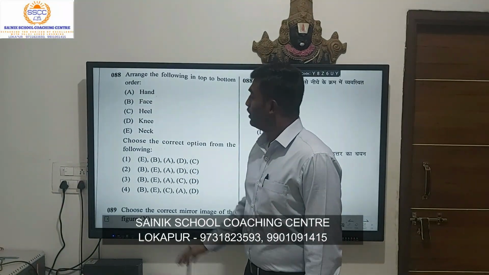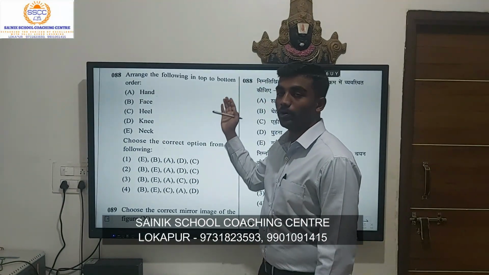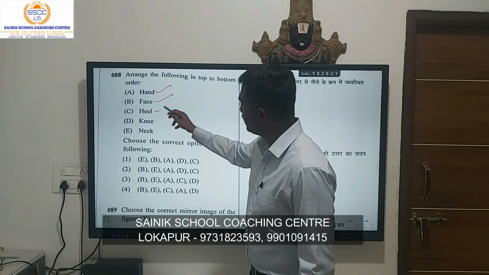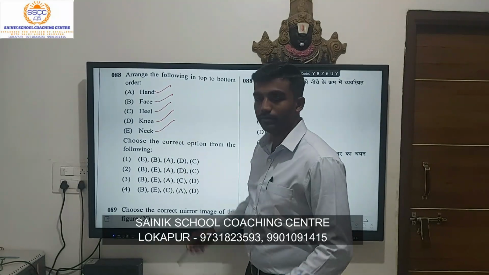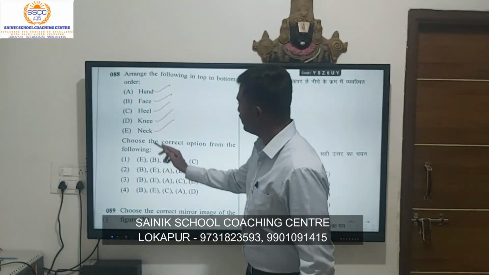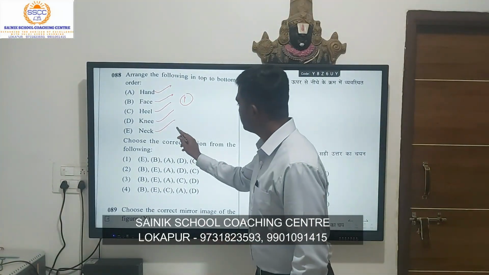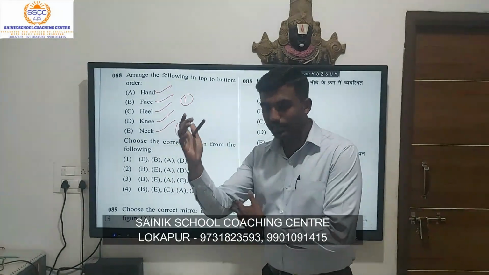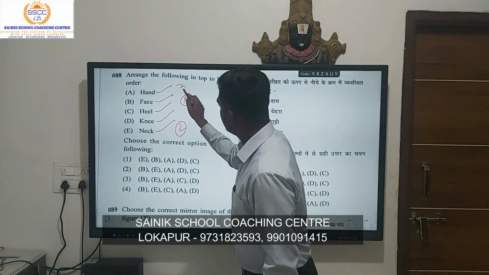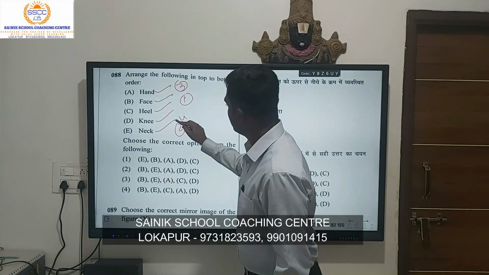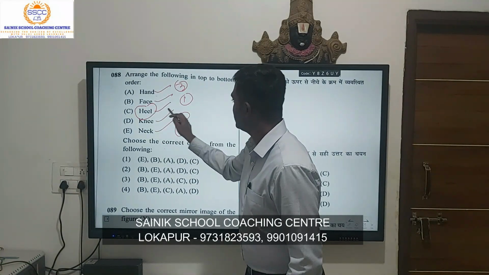Question number 88. Arrange the following in top to bottom order. What are the options? Hand, face, heel, knee and neck. From top to bottom, what we see is face comes first, then we have neck here, then we have our hands, that is option 3, and we have our knees, that is 4, and heel at the last, it is 5.